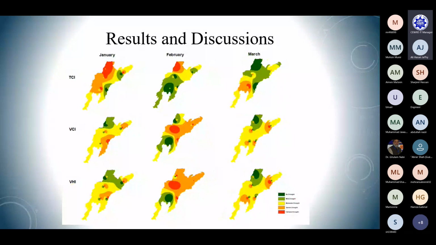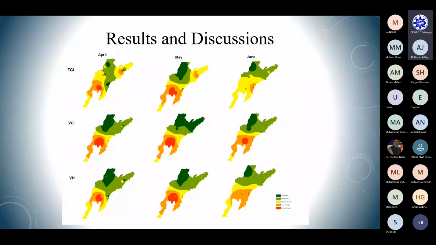Jhang is the region that experienced no drought during January, February and March according to the TCI, VCI and VHI. In April, the TCI shows no drought, while VCI and VHI show severe and mild drought respectively.